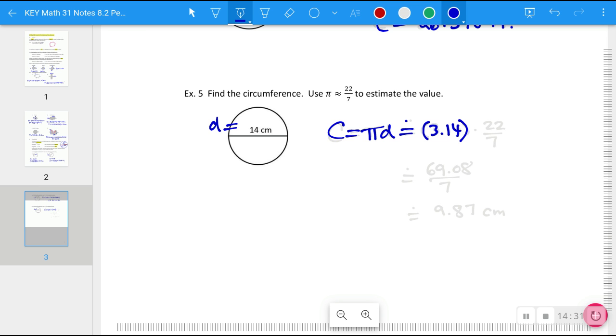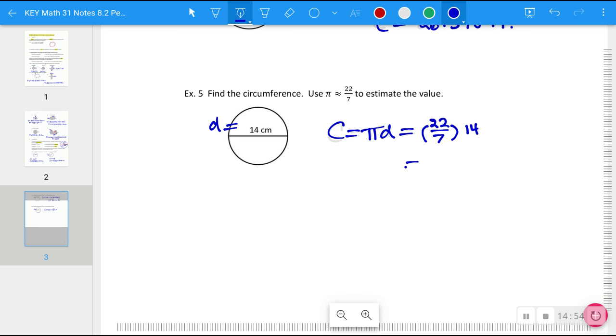And, oh, nope, that's wrong. And I forgot my setup here is completely wrong. So give me a second to just erase all this because it's totally wrong. All right, here we go. Pi, we're estimating it as 22 over 7. And we're multiplying that by the diameter of 14.